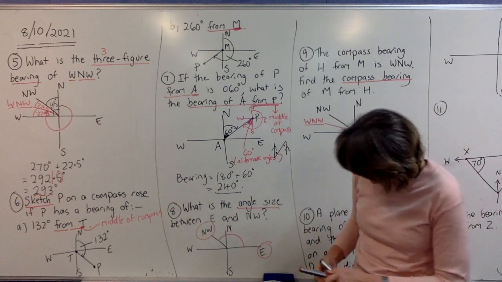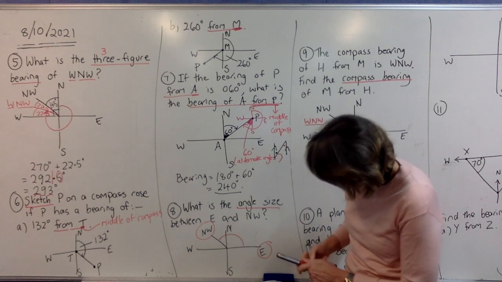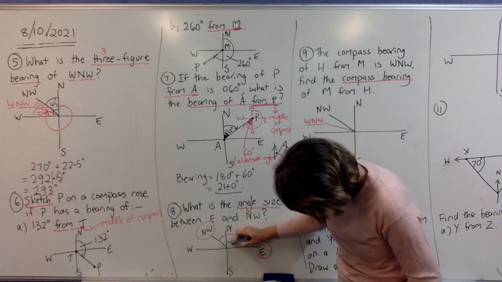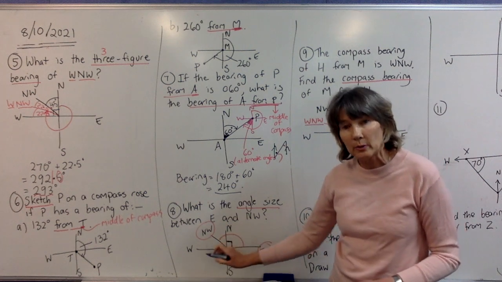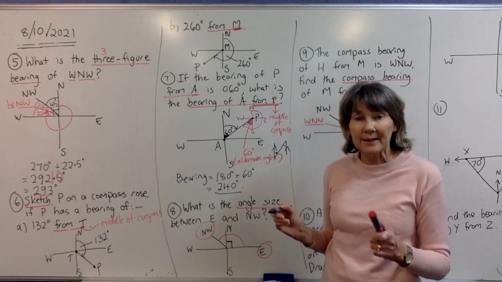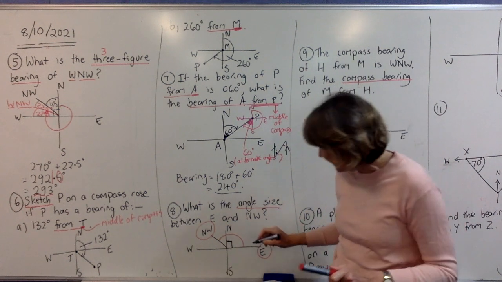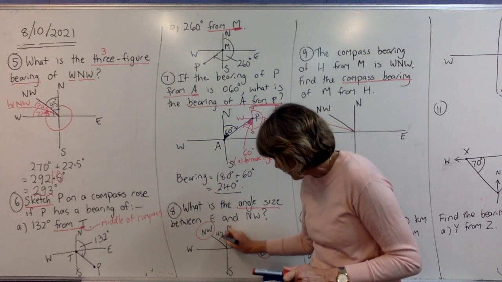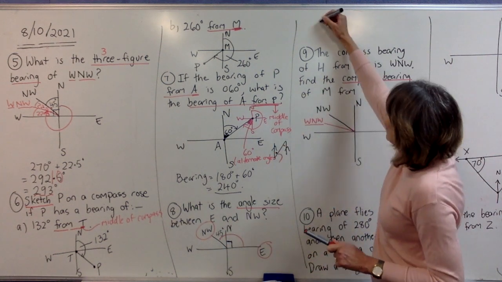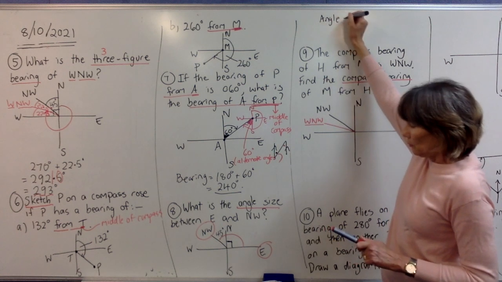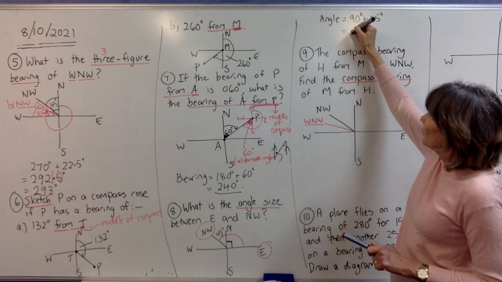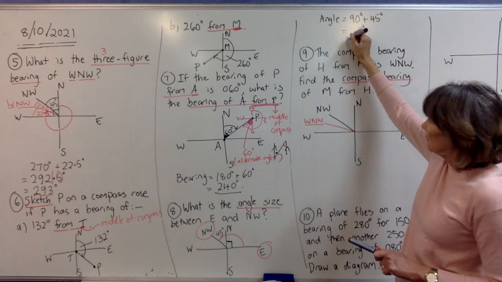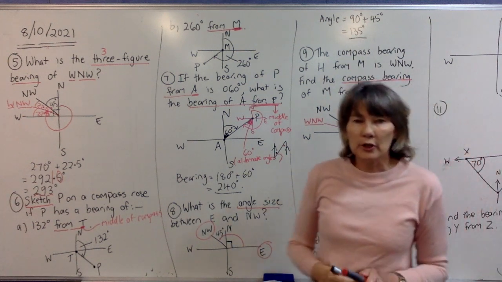Okay, so we know that we have a right angle in here. And we know that northwest is halfway between north and west. So that splits the 90 degrees into two equal bits. So we know that that's 45 degrees. So our angle between the two will be 90 plus 45. 135 degrees. Okay, next question.